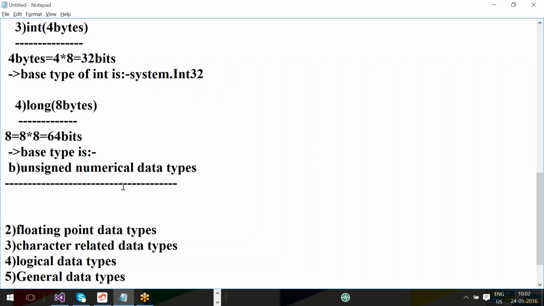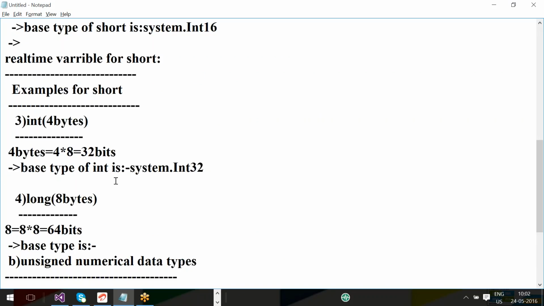Unsigned is very easy. The final conclusion is we have 4 signed numerical data types. One is S byte, one is short, int and long. Here is a question I'll ask you. First, when will you go for numerical data types? Whenever you want to accommodate numerical data. Second point, when will you go for signed numerical data types? If that numerical data can contain either a positive value or a negative value. Among those 4, the smallest one is S byte, the biggest one is long.